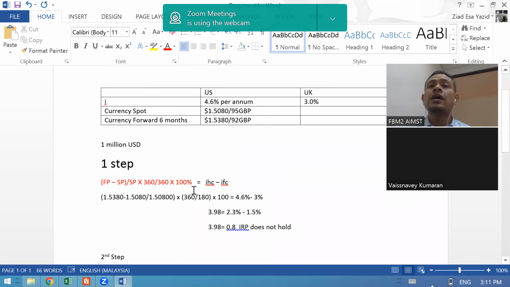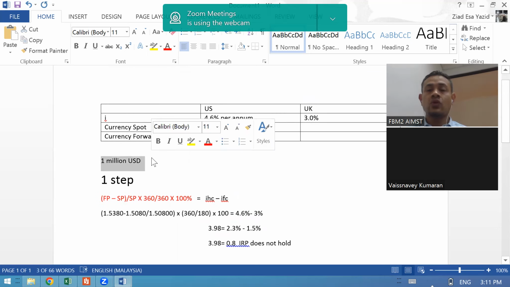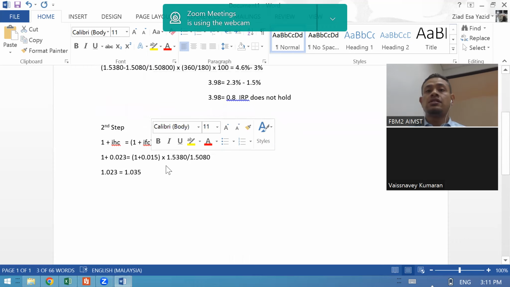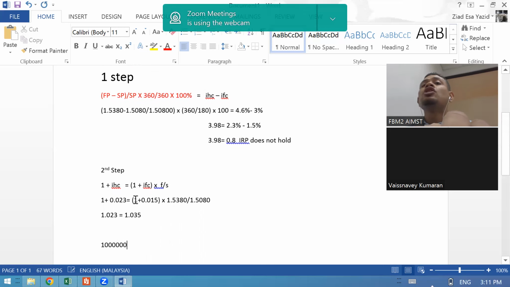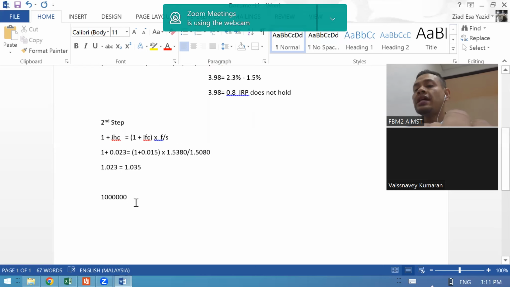Now, how much do we have? We have 1 million US dollars. I'll do it following the logic first. We borrow that 1 million US and then bring it to UK to invest. So this is the money that we borrow: 1 million US.